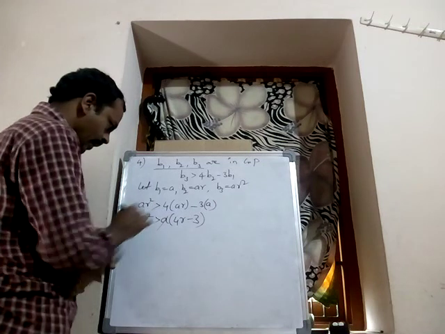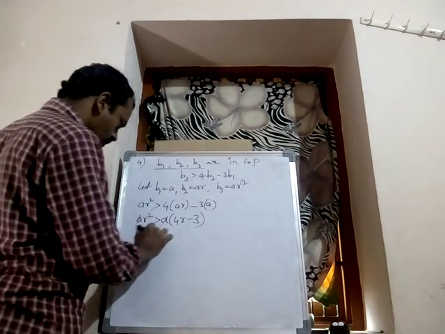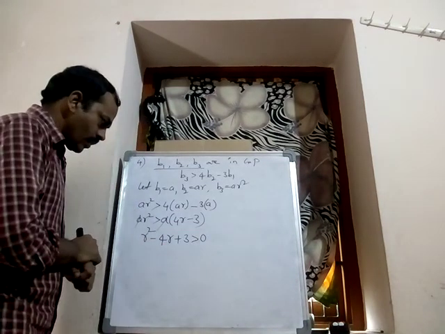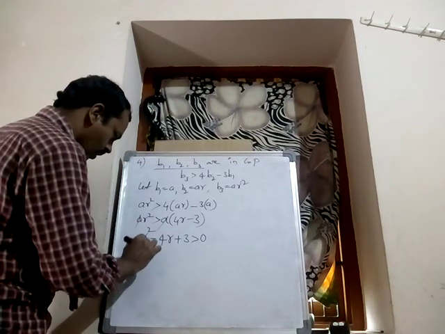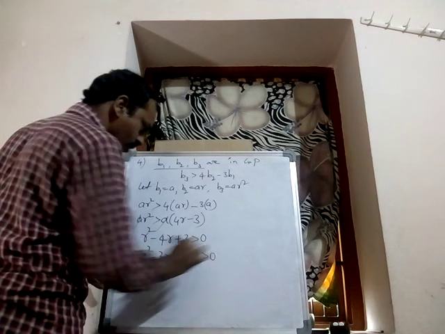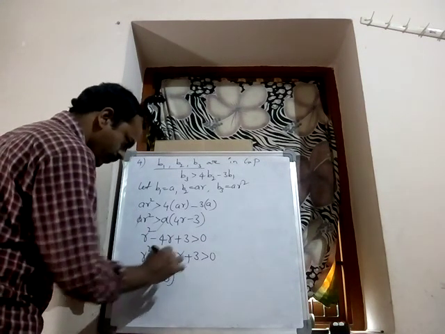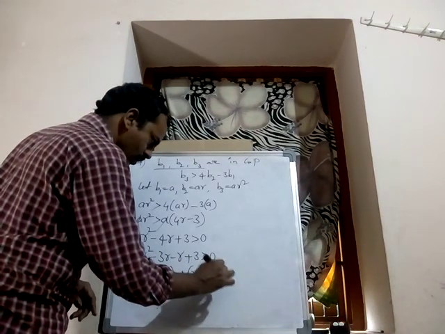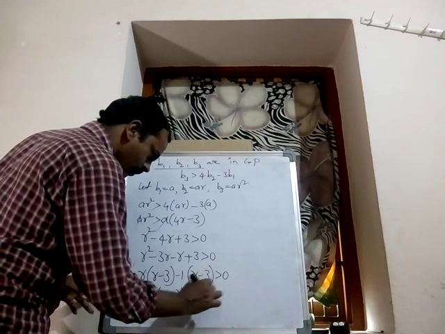So A gets cancelled, R square, these two terms are transposed this side, minus 4R plus 3 is greater than 0. Now this is a quadratic inequation, so this is resolved into factors. R square minus 3R minus R plus 3 is greater than 0. So first two terms by taking common R, R minus 3, here minus 1 is common, R minus 3 is greater than 0. So R minus 3 into R minus 1 is greater than 0.